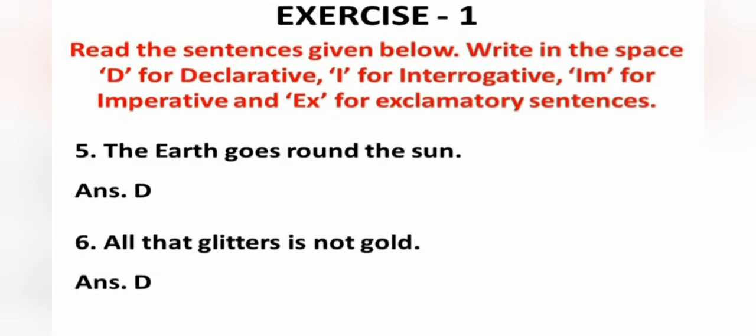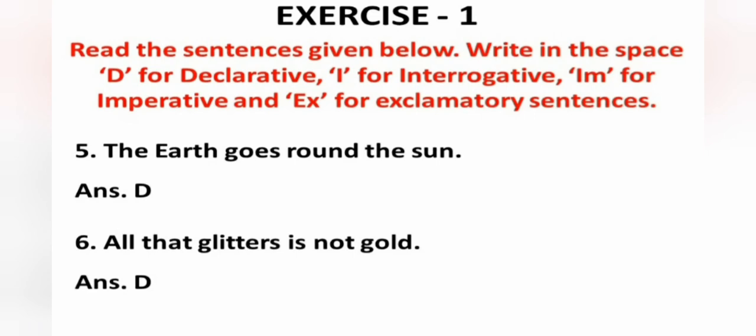The earth goes round the sun. This sentence is a statement. It states something, it tells us something, so it is a declarative sentence, so we have to write here D. Next, all that glitters is not gold. It also declares something, so we have to write here D because it is a declarative sentence.